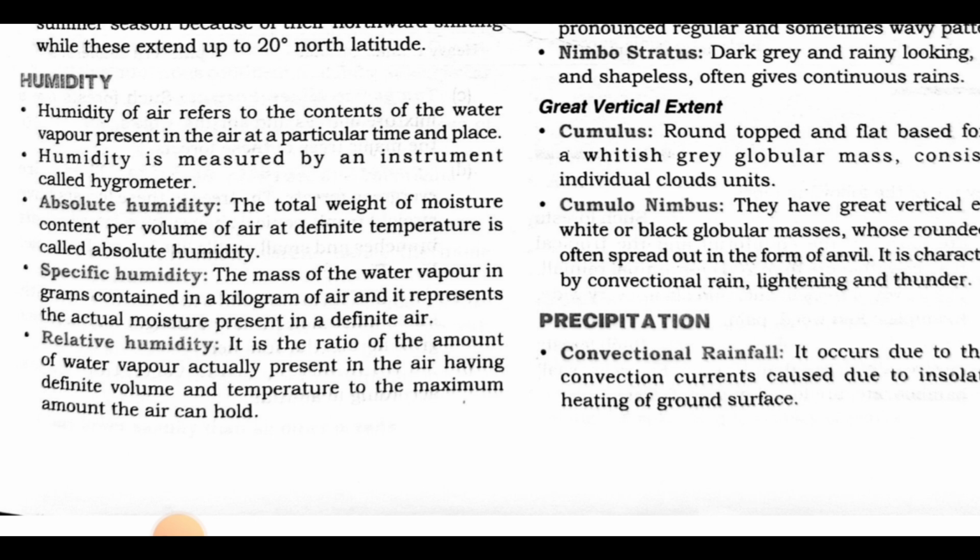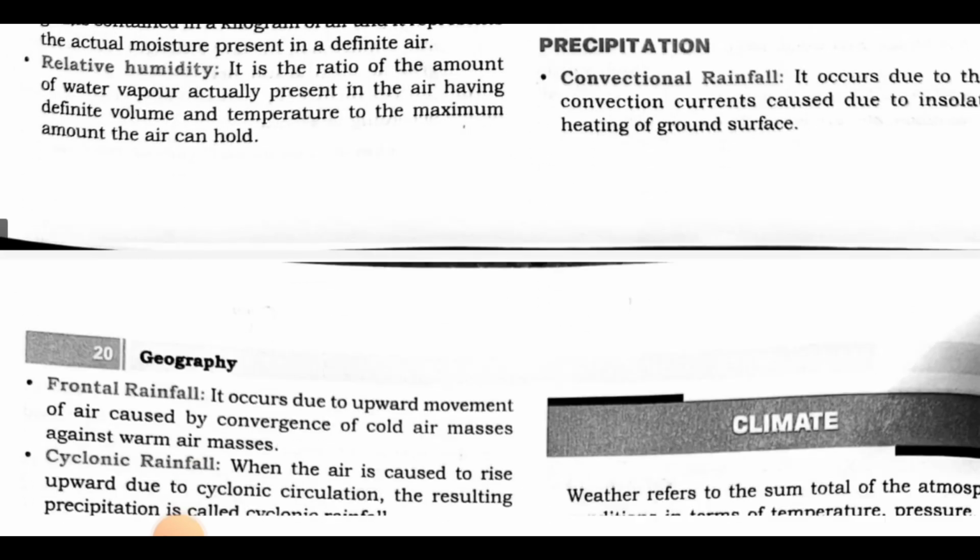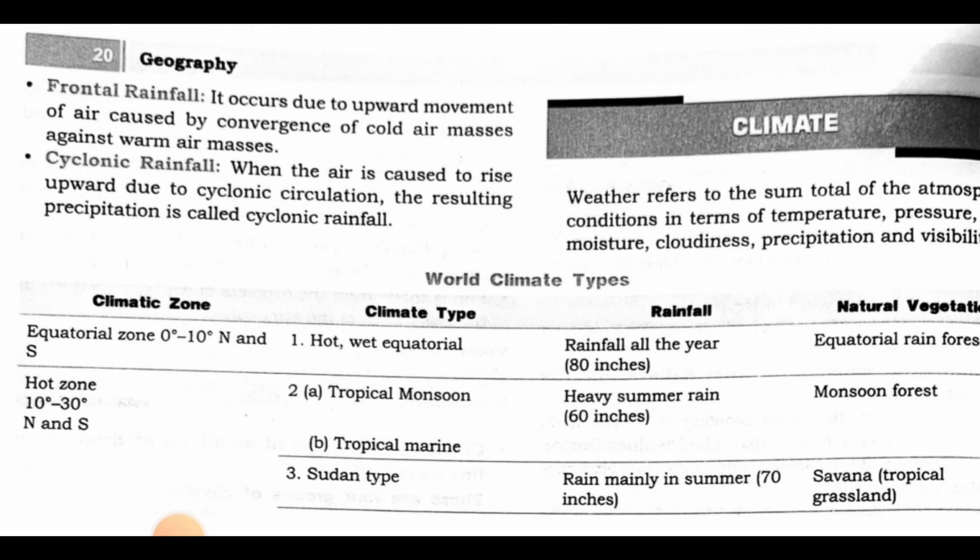Precipitation. Convectional rainfall: it occurs due to thermal convection currents caused by insolational heating of the ground surface. Frontal rainfall: it occurs due to upward movement of air caused by convergence of cold air masses against warm air masses. Cyclonic rainfall: when the air is caused to rise upward due to cyclonic circulation, the resulting precipitation is called cyclonic rainfall.